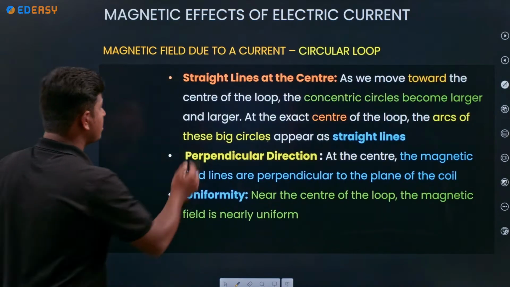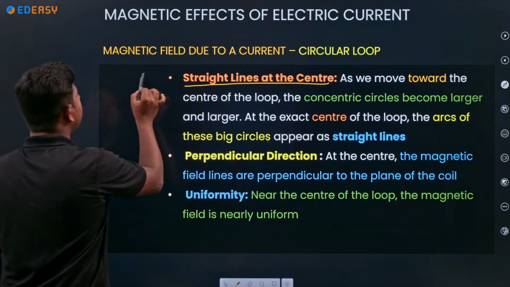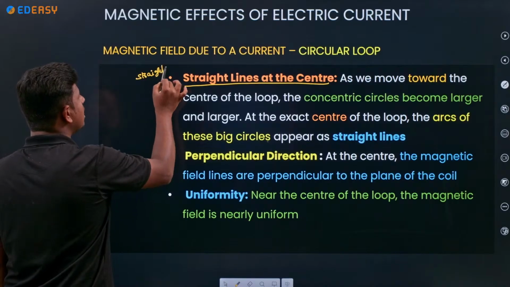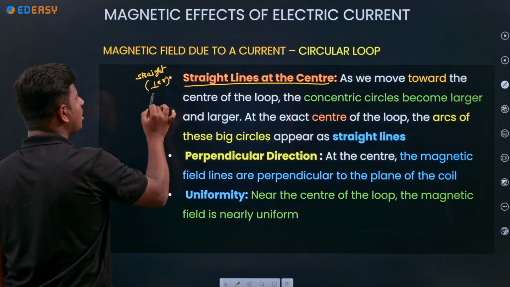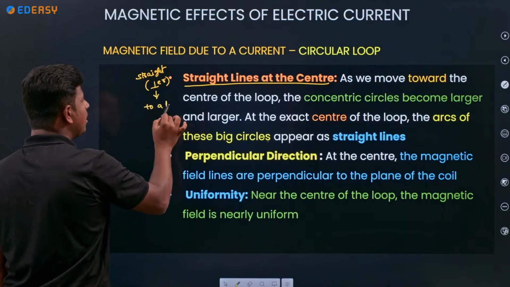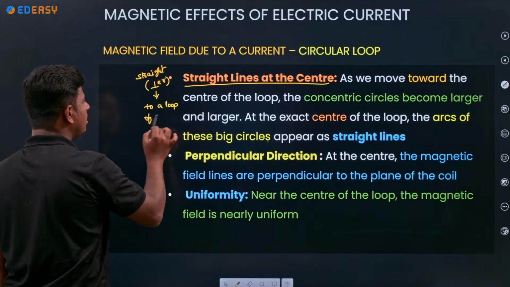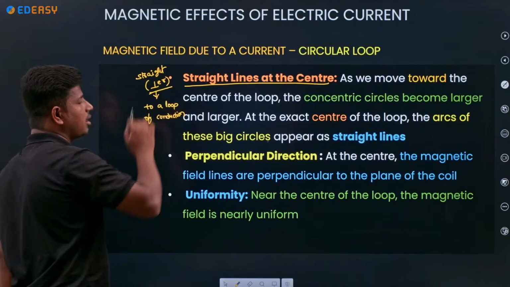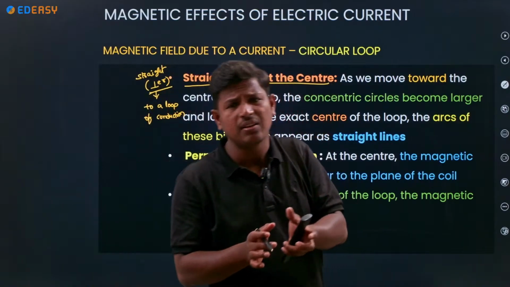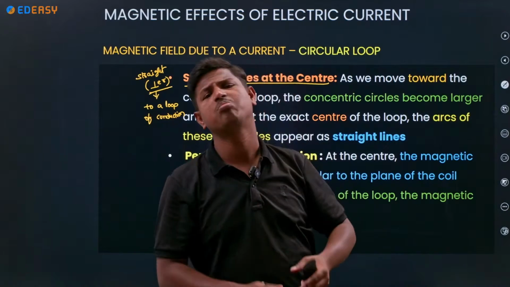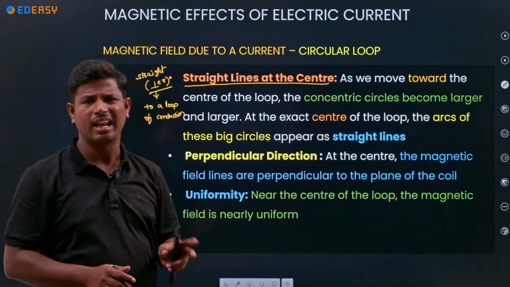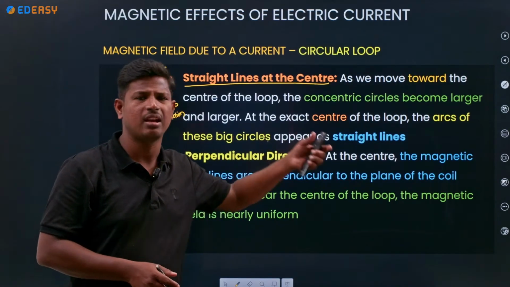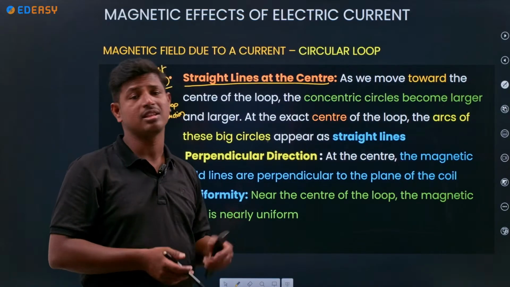Okay. Next, the straight line at the center. How will it be? Straight line. It means completely perpendicular to the loop of the conductor. Okay, how will it be? Perpendicular. So that means electric field and magnetic field are always perpendicular. Remember, electric field and magnetic field are both perpendicular to each other. If you take a straight, perpendicular, circular loop, that is also perpendicular.